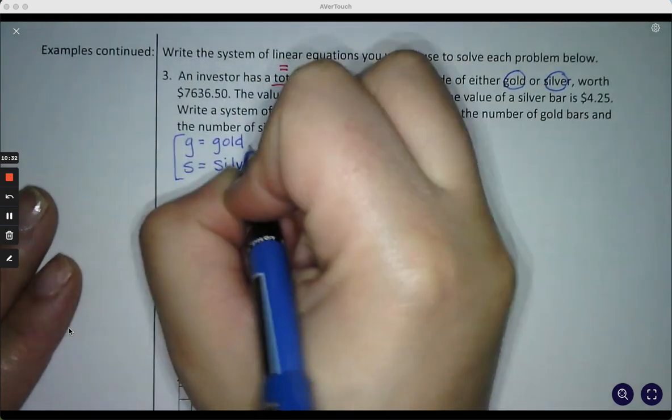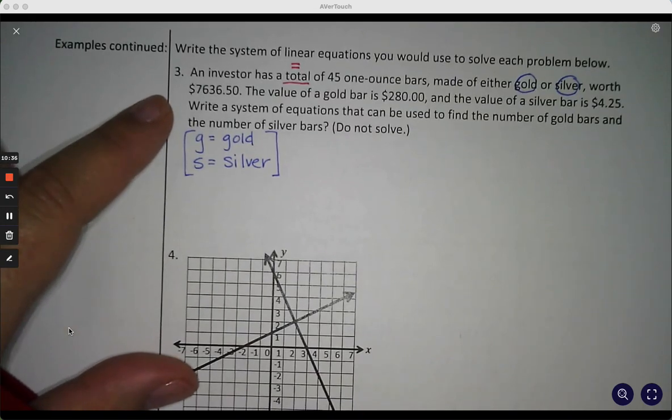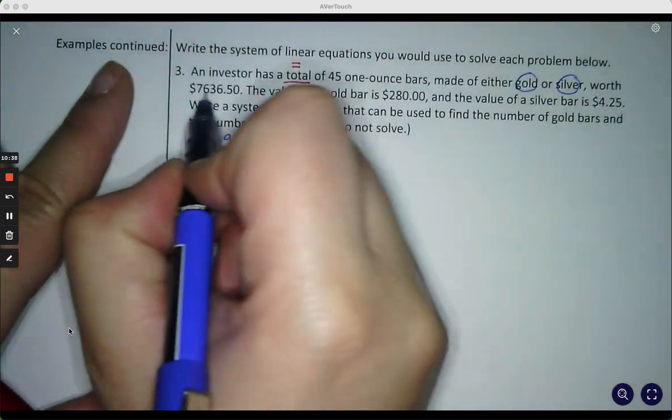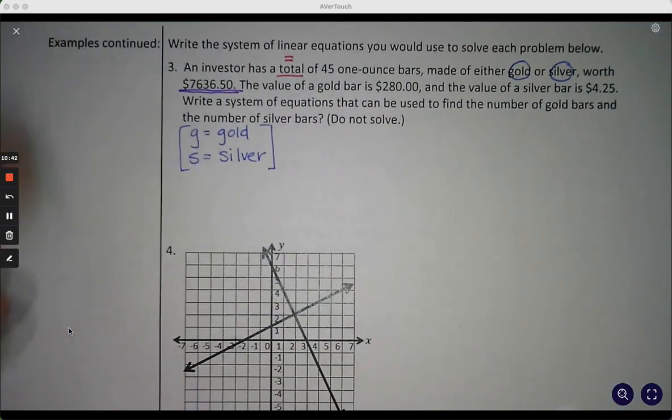We're just going to keep it easy. Okay. Worth $7,636.50. So that first sentence right there tells me we're going to deal with an example where we have money plus money.